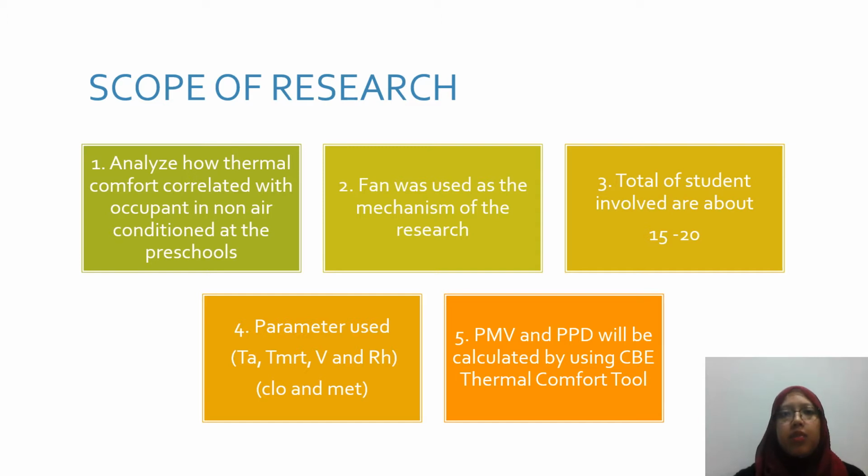Moreover, the parameters used in this study are air temperature, mean radiant temperature, velocity, and relative humidity. These are the environmental factors, while the personal factors consist of clothing insulation and metabolic rates. Lastly, PMV and PPD will be calculated by using the CBE thermal comfort tool.